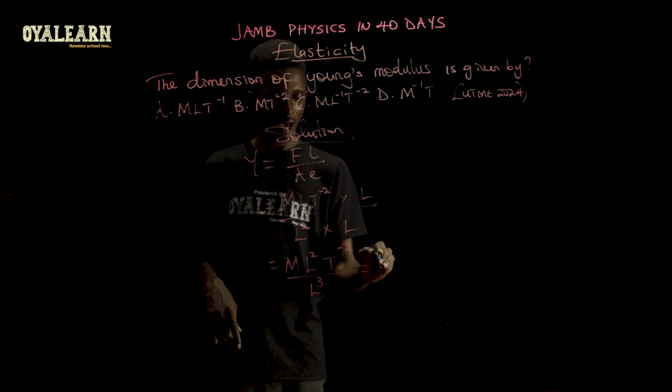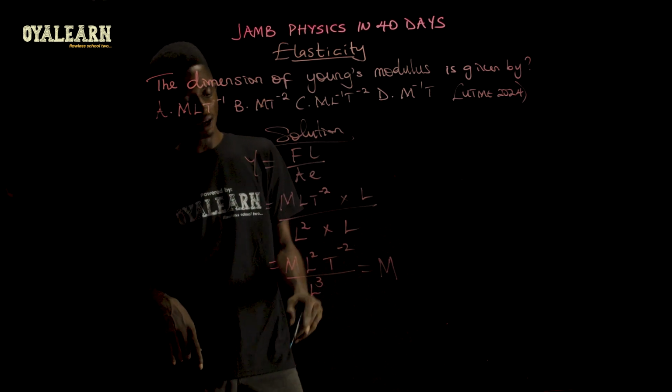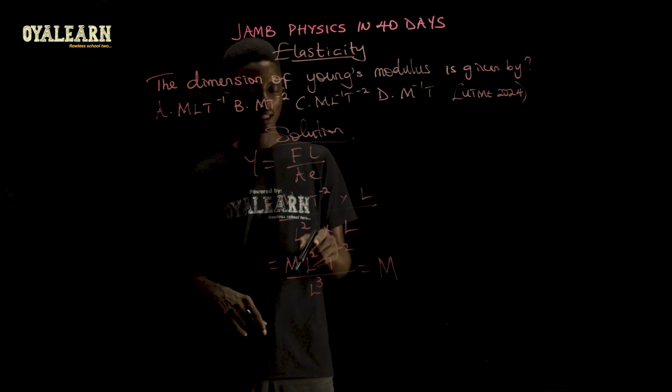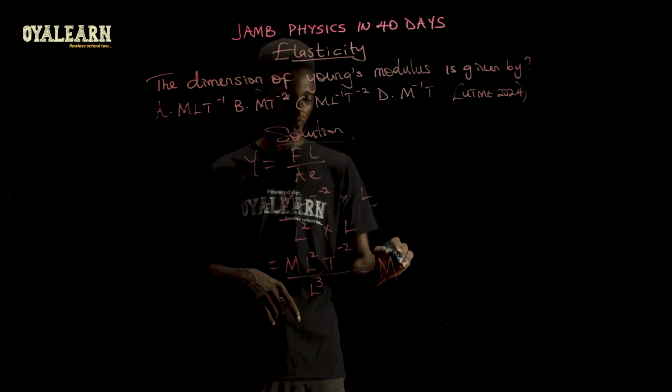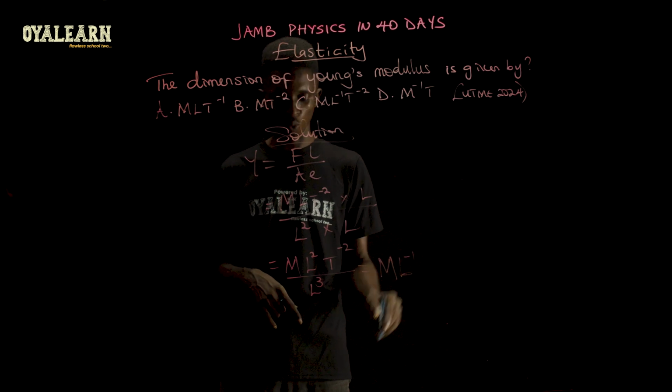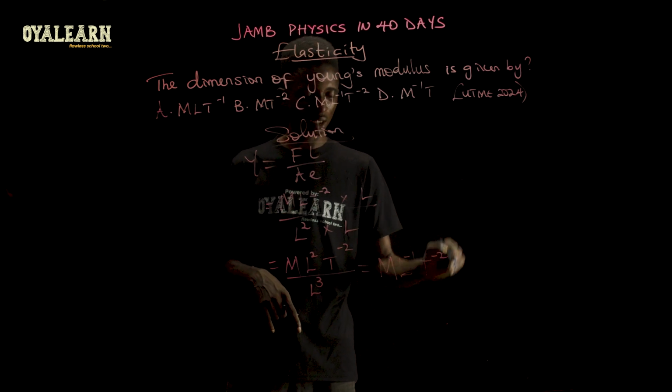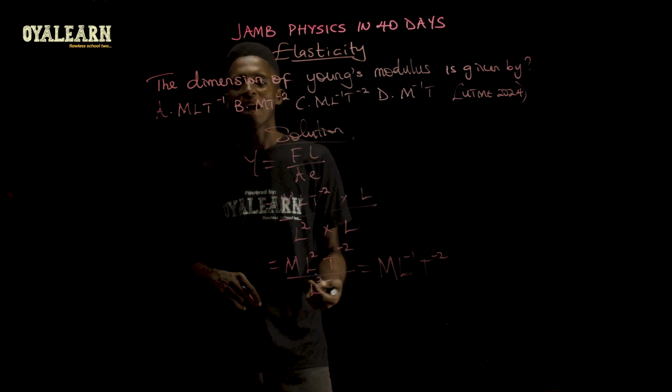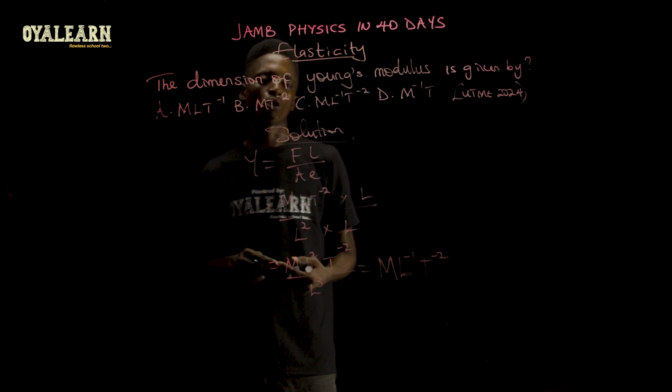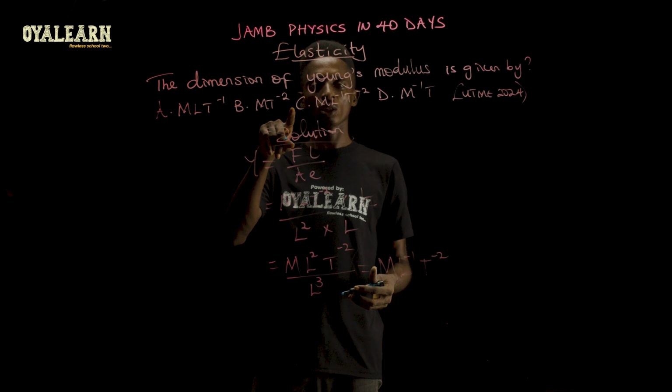Now from here we have M. L squared divided by L cubed is L to the power 2 minus 3, that's minus 1. So we have L to the power minus 1, and then T to the power minus 2. This is the dimension for Young's modulus, and that is found in option C.